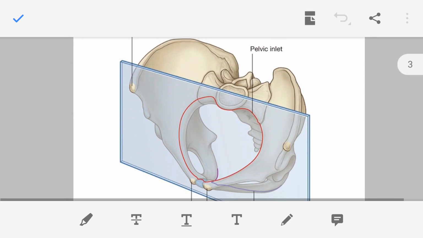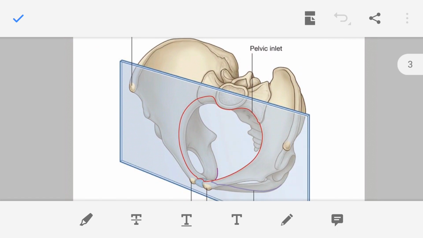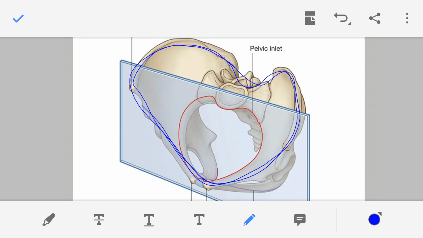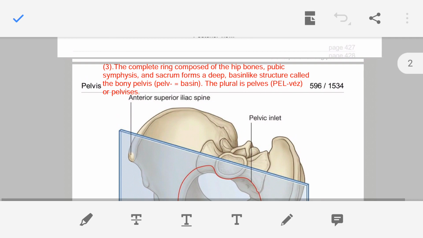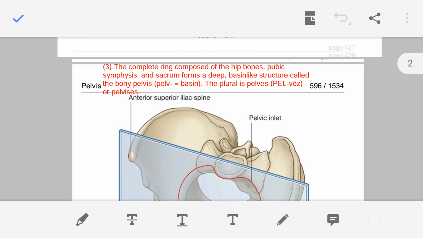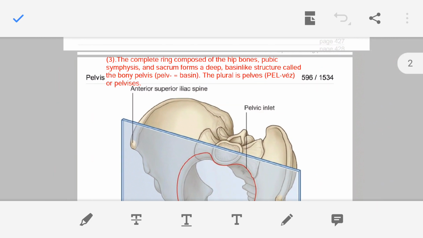Now we know in our homes we are using a wash basin, but the wash basin is a thing that we use in our daily life. So here when we say basin, it is actually the shape, it is not a thing. Basin is a shape. So this is the basin shape, and this basin shape is the bony pelvis. The plural is pelvis or pelvises. So this is regarding the third point.